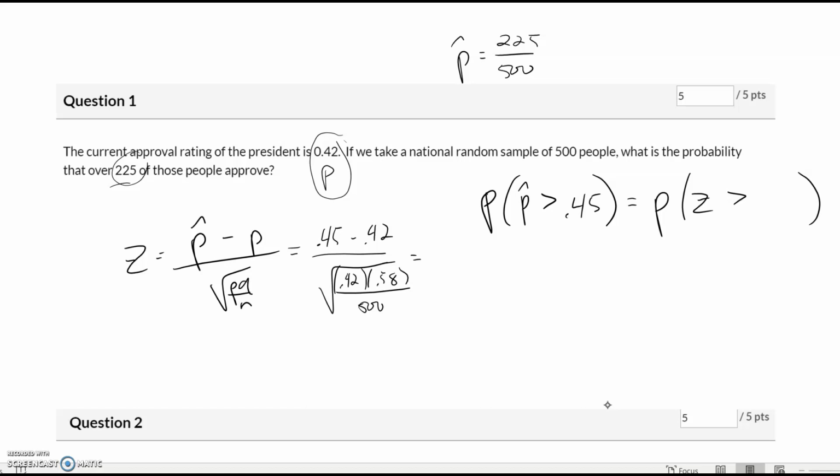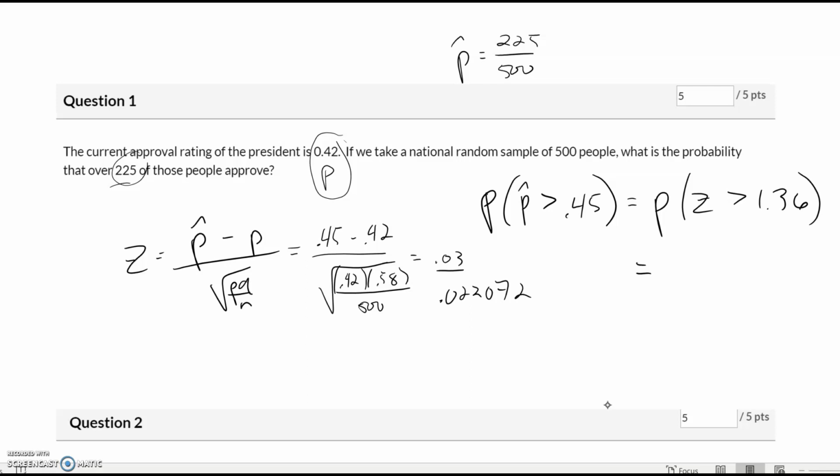So I go 0.42 times 0.58 divided by 500, square root. So I end up with something like this for my z-score. The numerator is 0.03, the denominator is 0.022072, something like that. So my z-score is about 1.36. Okay, and I'll leave the looking that up to you.